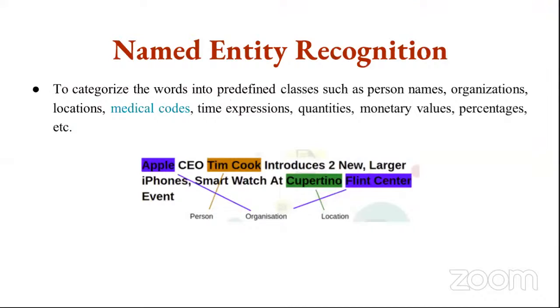So you know, named entity recognition is a very important task. I have already mentioned, this is a step of information extraction. Here, the task is to identify and classify the entities present in a particular sentence or document, to categorize the words into predefined classes such as person names, organization names, location names, medical codes, time expressions, quantities, monetary values, percentages, etc. Like Apple is an organization name, Flint Center is an organization name, Cupertino is a location name, Tim Cook is a person name. So this way we first have to identify the entities and then classify them into different categories.